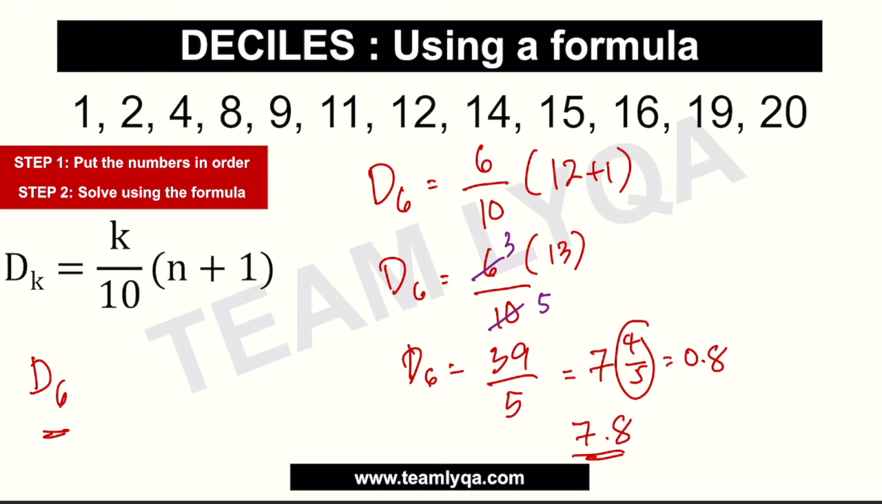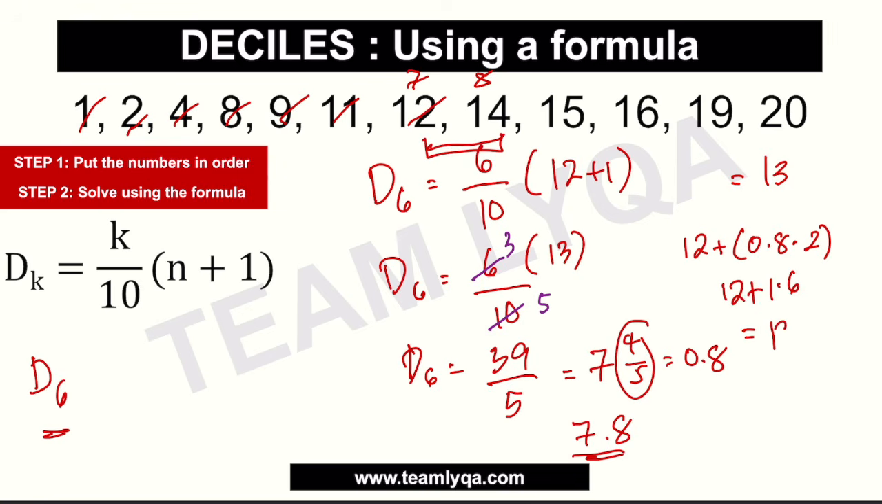So, again, same thing as kanina, magbibilang tayo. 1, 2, 3, 4, 5, 6, 7. This is the 7th. This is the 8th. Kapag average lang, 12 plus 14 over 2 is 13. Or, again, kung gusto natin na gamitin yung formula, pwede siya maging 12 plus 0.8 times the difference. 14 minus 12 is 2. Okay? Now, ang 0.8 times 2 naman is 1.6. So, 12 plus 1.6 is equal to 13.6.